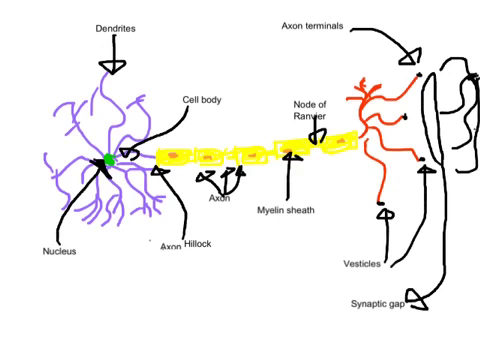The terminal branches, or the axon terminals, are the red little branches there at the end. This is the end of the axon that contains the neurotransmitters that transmit through the synaptic gap.